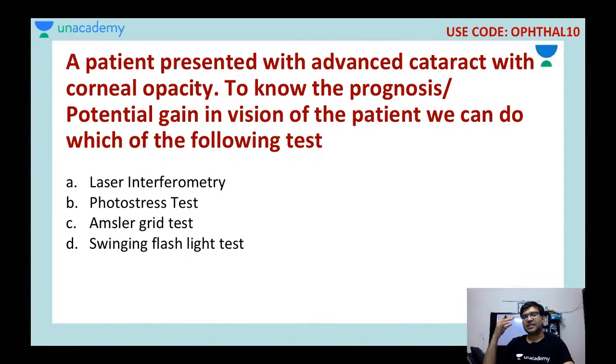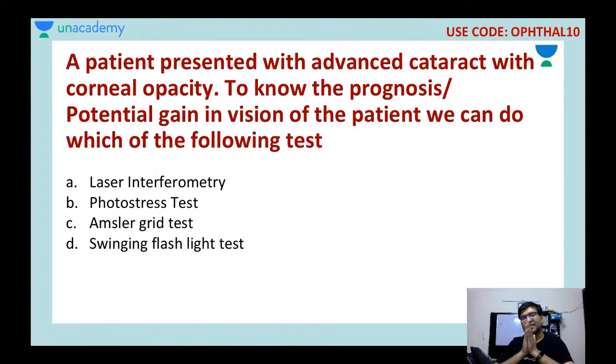So what happens is that whenever you are doing a cataract surgery, the patient would ask, sir, after the cataract surgery, how much can our vision be? So what we usually do is we do a good refraction of the patient. We take a pinhole vision. But let's say if there is a corneal opacity in front of the pupil, or a very advanced cataract, even with the pinhole, the patient would not have a good vision.